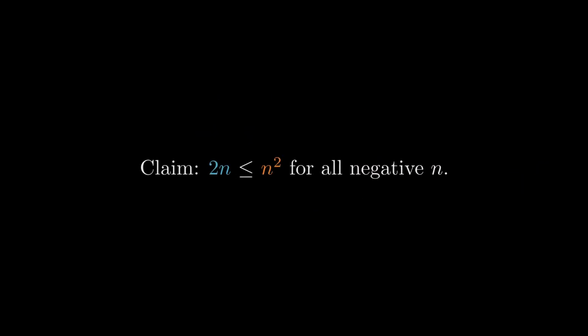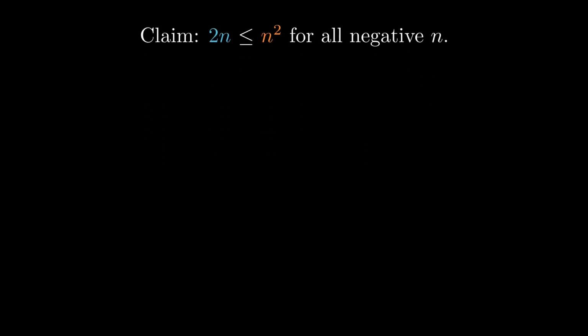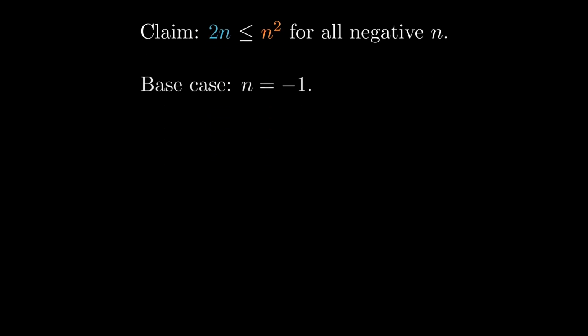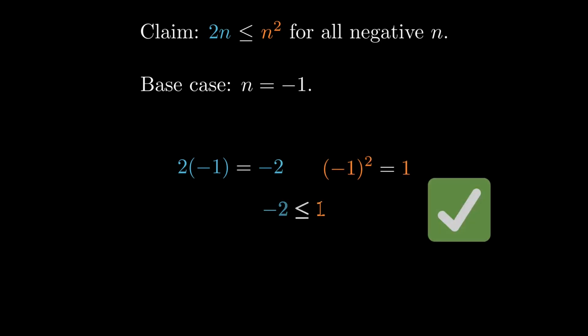Okay, so now let's move on to the negative version of this proof. For our base case, we're going to start at the first negative integer, n equals negative 1. On the left-hand side, we have that 2 times negative 1 equals negative 2. On the right-hand side, we have negative 1 squared, which is 1. Clearly, negative 2 is less than or equal to 1, so the base case holds.